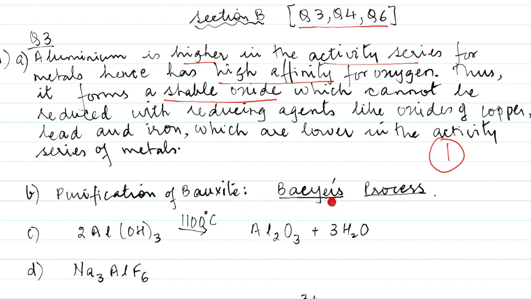Purification of bauxite, Baeyer's process, underline, that will give you another mark. The reaction for the decomposition of aluminium hydroxide at 1100 degrees C gives Al2O3 plus 3H2O with 2Al(OH)3 taken. This you write correctly along with the condition and you get your 1 mark. Cryolite Na3AlF6, that will give you another mark.